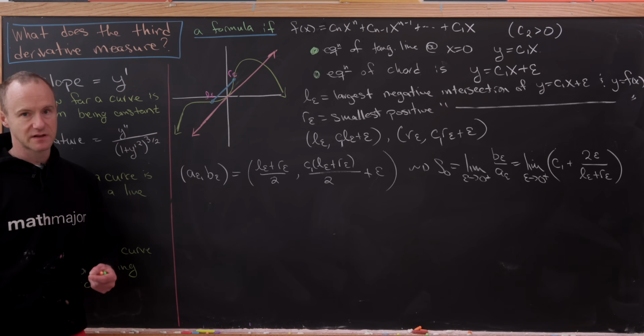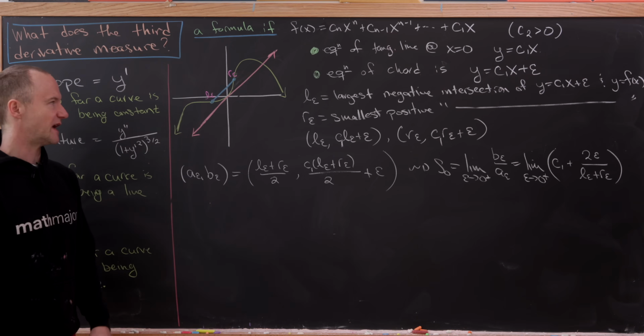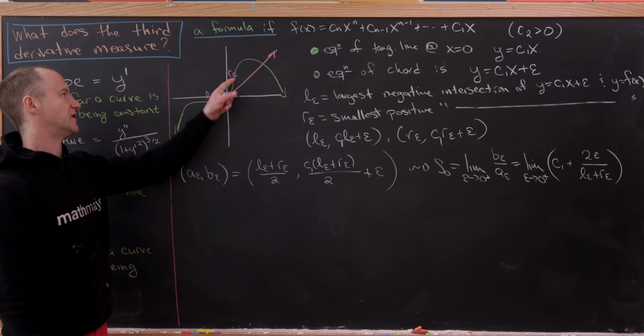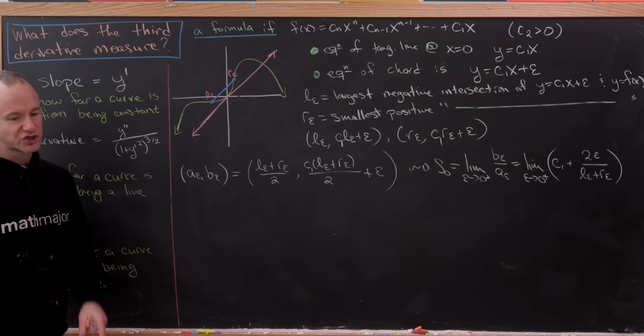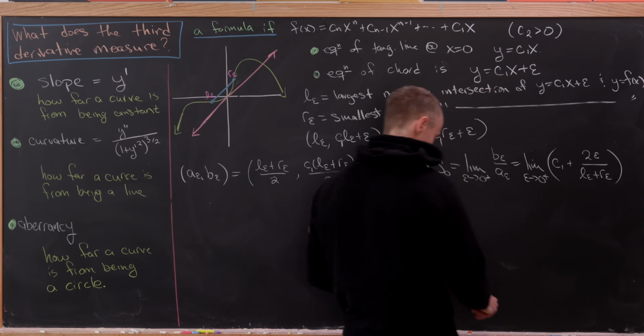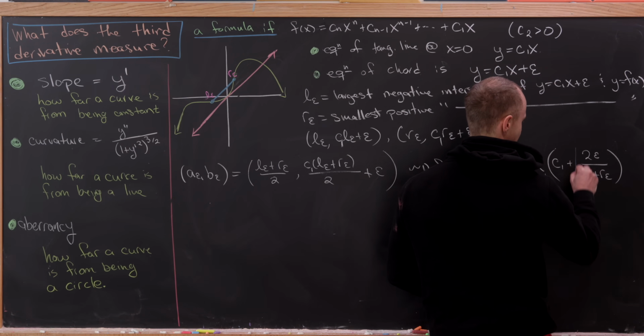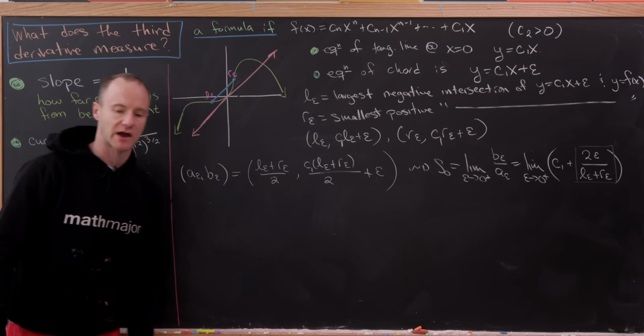But then L epsilon and R epsilon will also go to 0, kind of obviously just based on where this chord is going to descend into the tangent line. So we've got a little bit of work to calculate this portion of the limit over here that I'm putting this blue box around. So let's get to that calculation now.